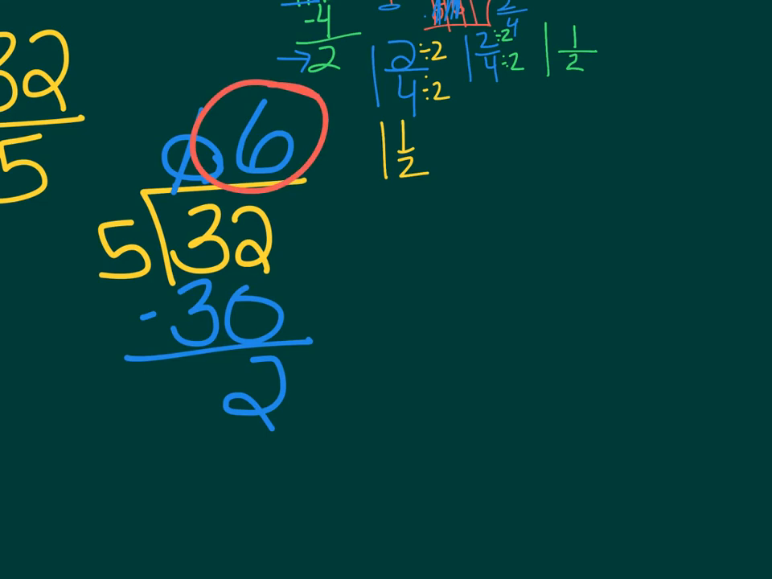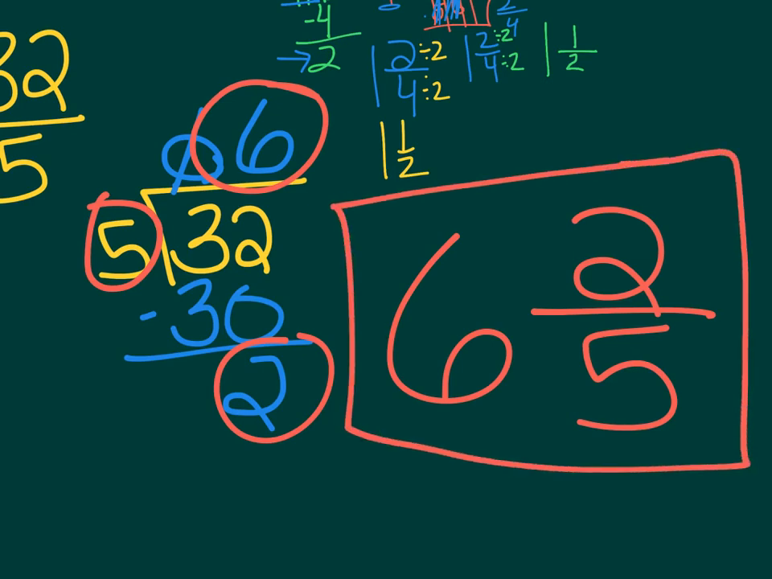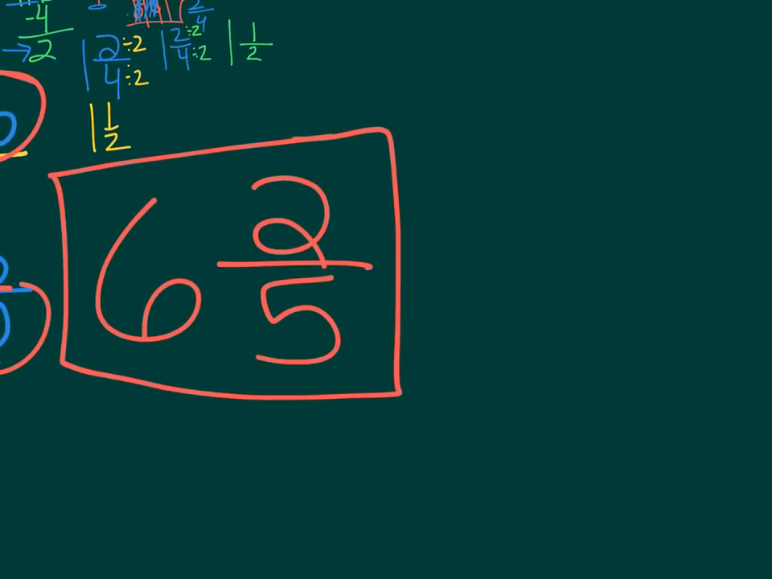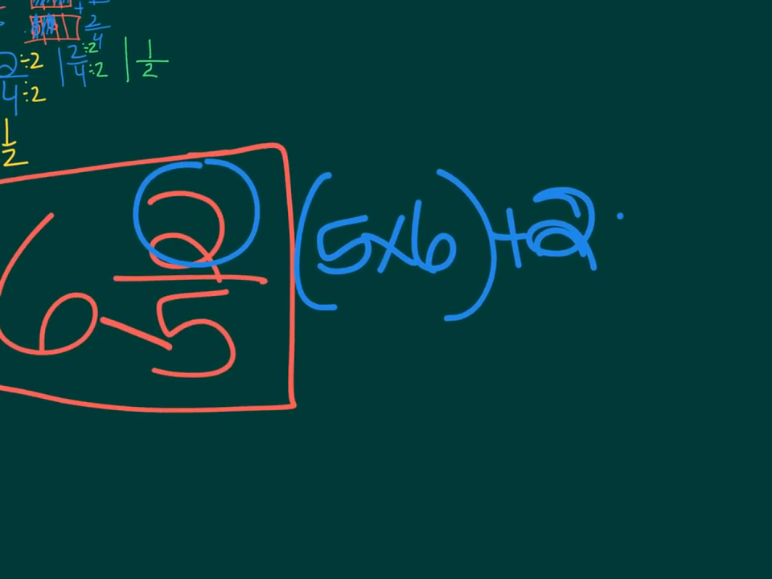The whole number, 6. The denominator, 5. And the numerator, 2. I can't divide 5 by 2 or 3, so I know that it's reduced down to its simplest form. So here is my mixed number. And if I was going to convert it back, I would do, remember, 5 times 6. And I would add the 2 here. That should get me back to my original fraction. 5 times 6 is 30, plus 2 equals 32 over 5.